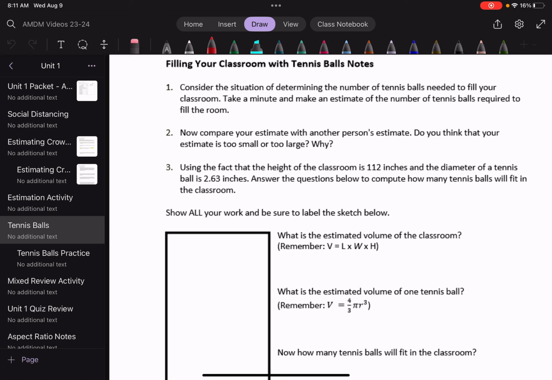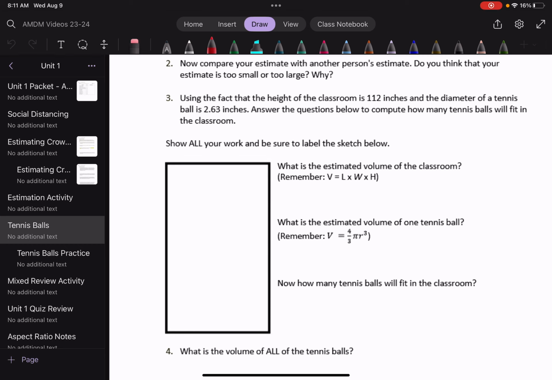We're going to use the fact that the height of the classroom is 112 inches. So past couple notes with estimating crowds, we've just been looking at area. Today we're going to add in the third dimension, so we're going to be dealing with volume. So in order to have volume, we've also got to know about our height. We've got length, width, and now we've got height. We're using the fact that the height of the class is 112 inches and the diameter of a tennis ball is 2.63 inches.